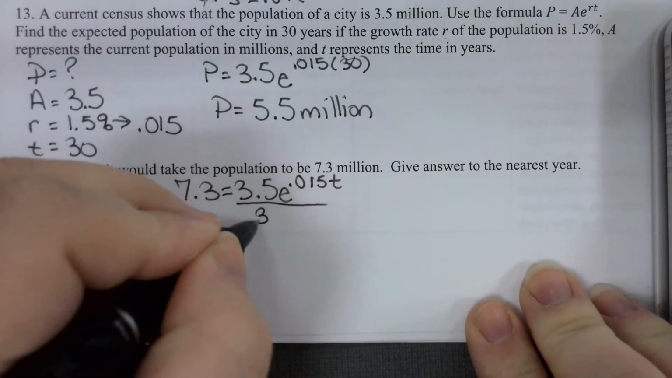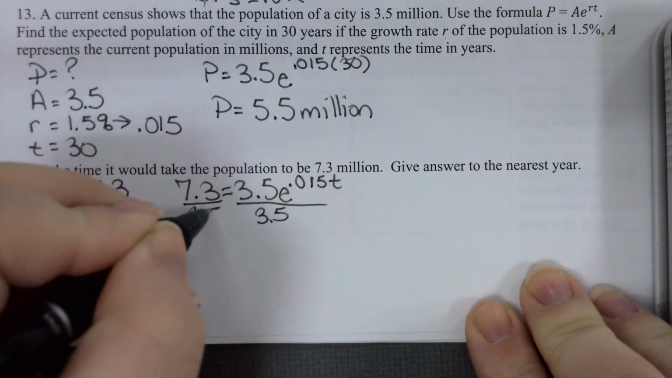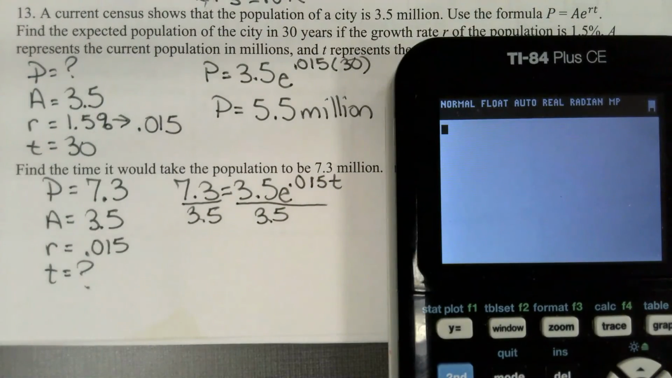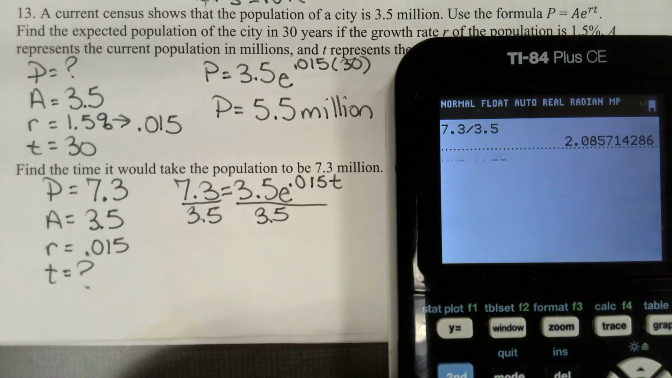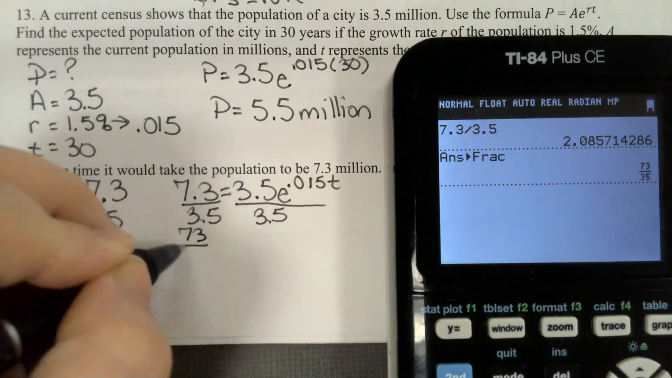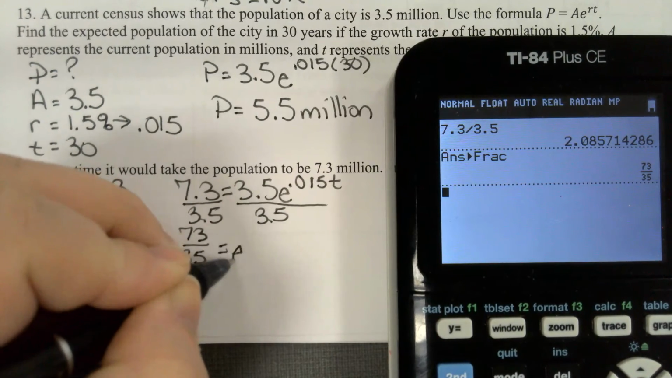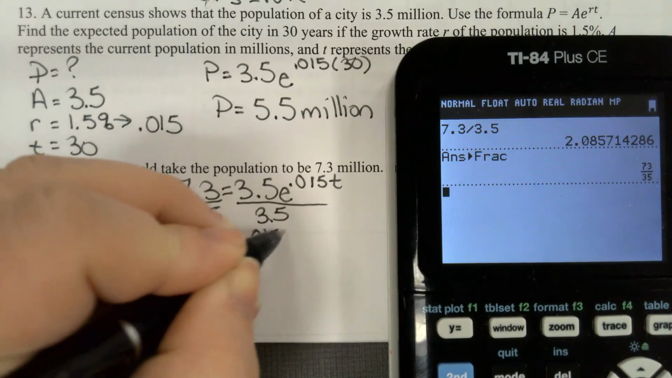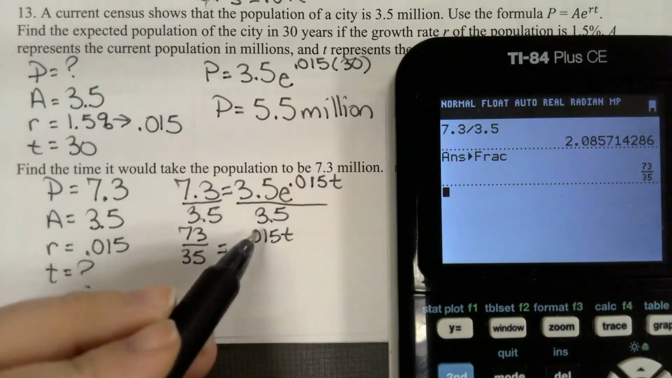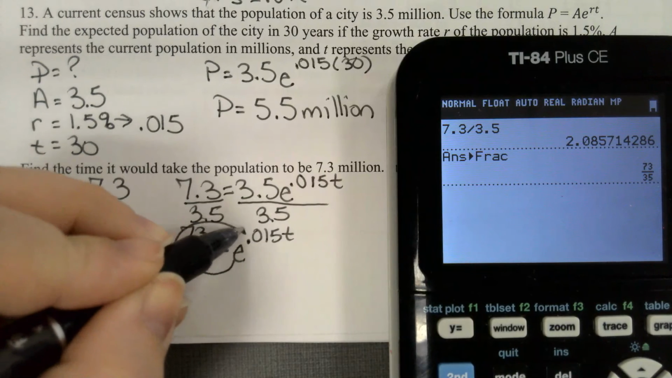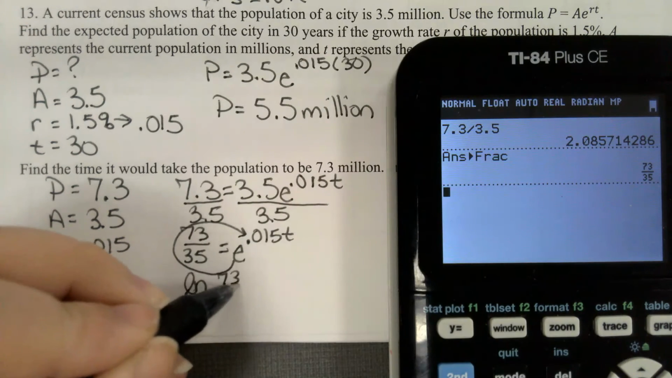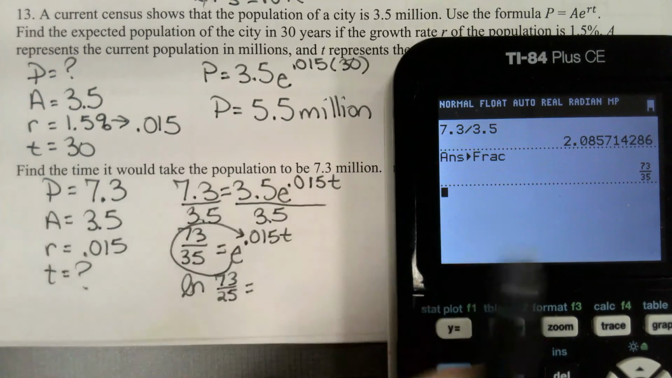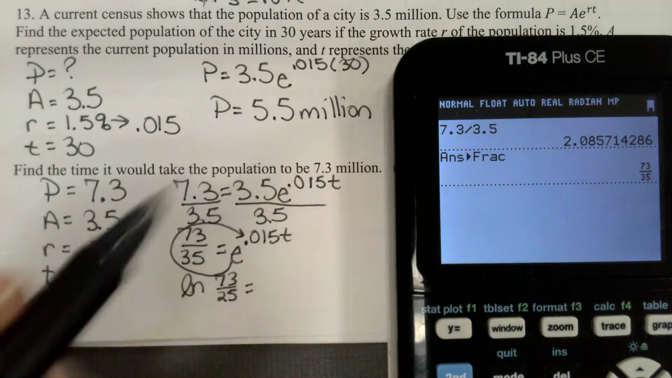So just like before, we got to get that power by itself. So we'll divide both sides by 3.5. 7.3 divided by 3.5. Ooh, that's not a nice number. I might change that back to its fraction. 73 over 35 equals e to the 0.015t. Power is alone. Time to change to logarithmic form. Log base e is ln of 73 over 35. We definitely didn't want to use that as a rounded number. It would give me a very different answer.